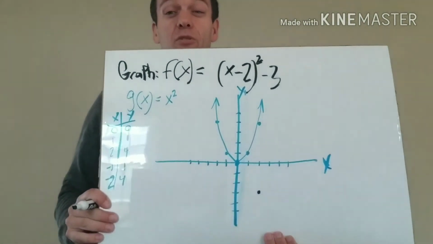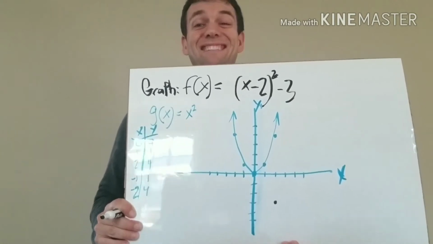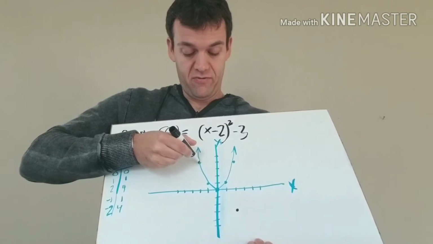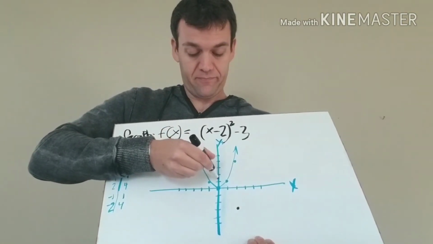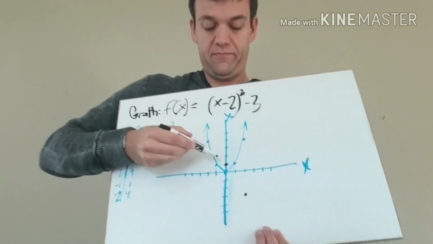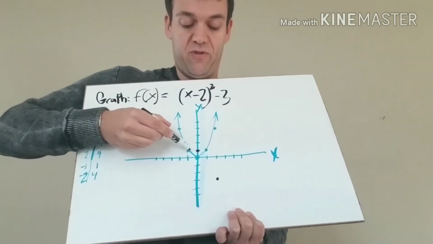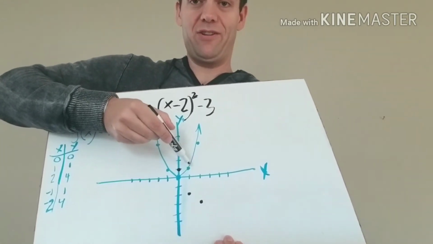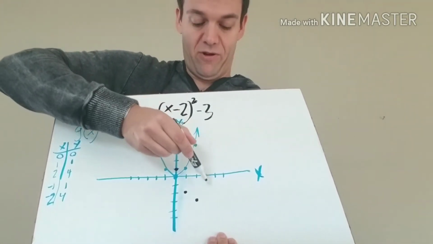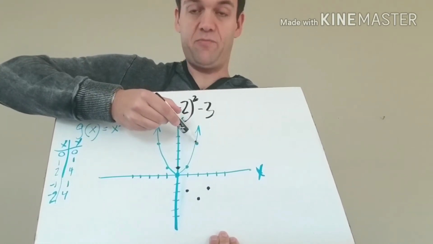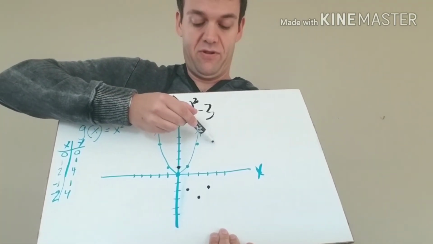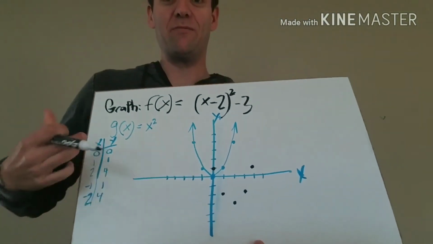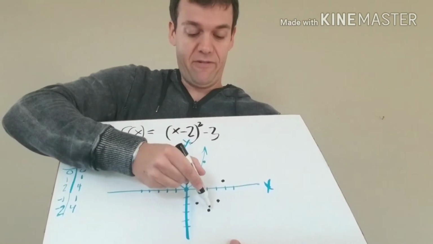And guess what? Every other point does that exact same series of movements. So this guy goes right 2, down 3. Our (-1, 1) point goes right 2, down 3. This guy, (1, 1), goes right 2, down 3. And this point (2, 4) goes right 2, down 3. Look what happened. I got a black pattern that looks just like the blue pattern. And now I just got to create my graph.